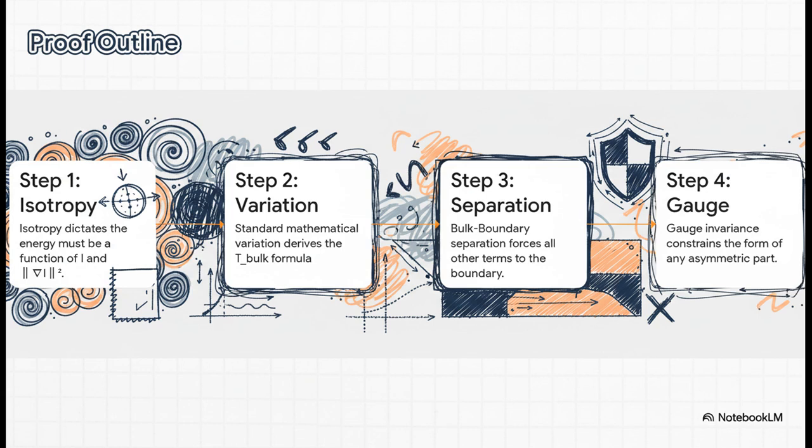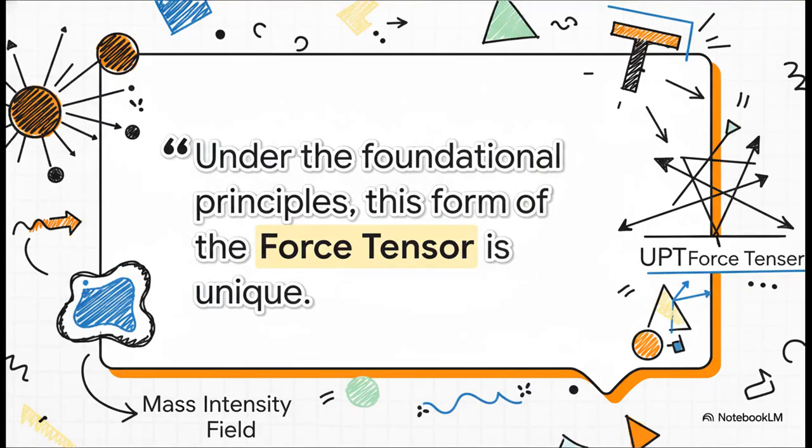First, the principle of isotropy locks the system's energy into a form that can only depend on mass intensity, I, and the square of its gradient. Second, you use a standard mathematical tool to derive our exact formula for the tensor directly from that energy function. Third, the bulk boundary separation rule acts like a bouncer, forcing any other possible terms to the boundary out of the main equation. And finally, gauge invariance puts a tight leash on any asymmetric part that might try to sneak in. And this quote just says it all.